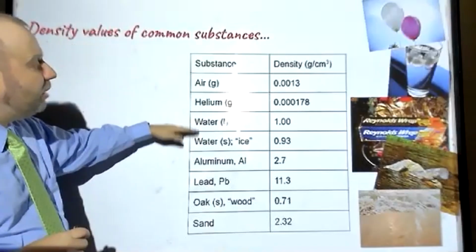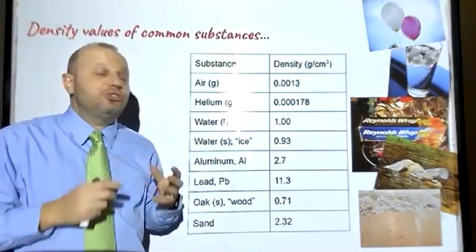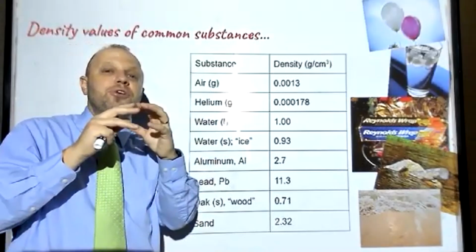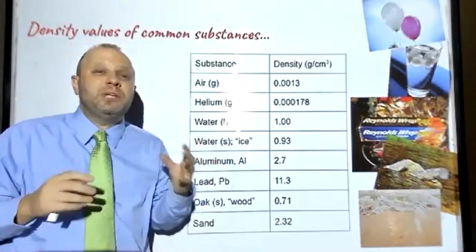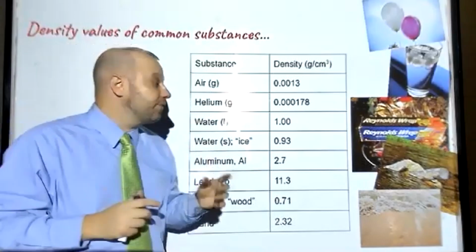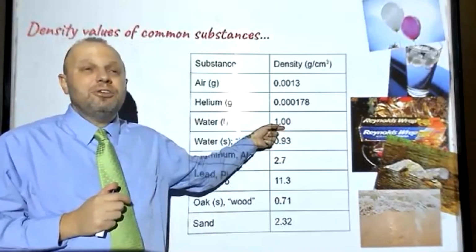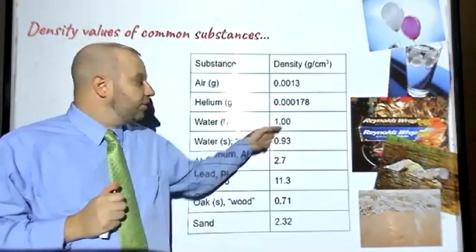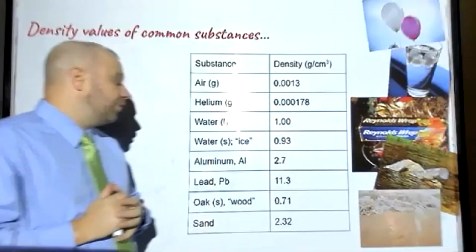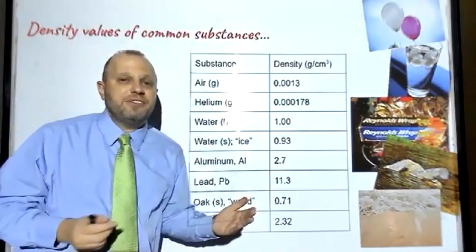We look at the next two here. I have water and ice. Obviously water and ice are made up of the same molecules, H2O. However, in that solid form, hydrogen bonding forces those molecules further apart. This is pretty unique. Most things in a solid form are actually more compact, but water is not one of those. So if you notice, the density of ice is 0.93 compared to the density of water, which is 1.00.